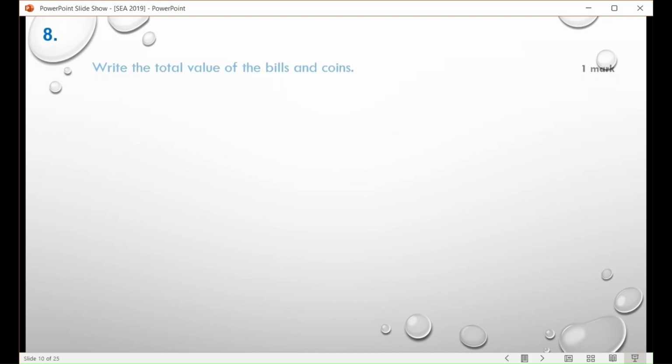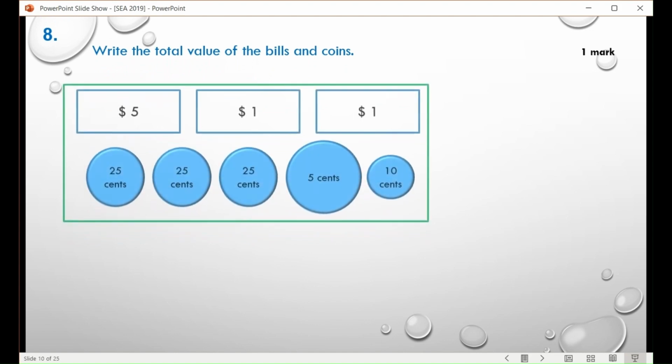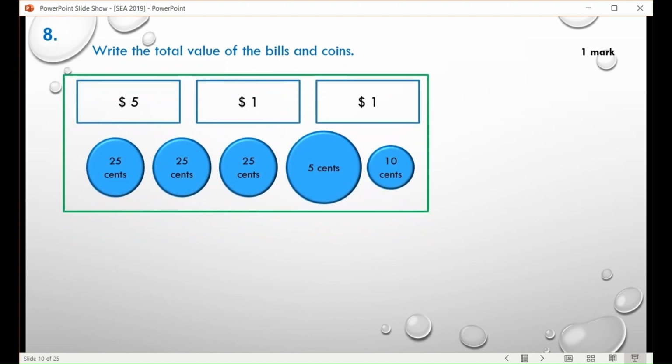Number 8. Write the total value of the bills and coins. And we can see from there, we have 1, 2, 3 dollar bills, and we have 1, 2, 3, 4, 5 coins. So we can add them up. Let's take the dollar bills and find the total first. So we have $5, and one more is 6, and one more is a total of $7.